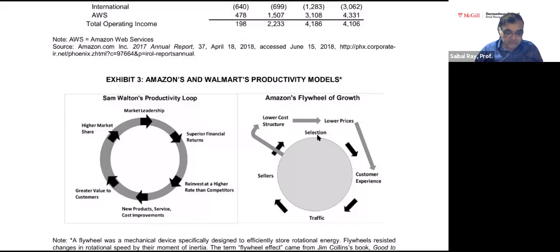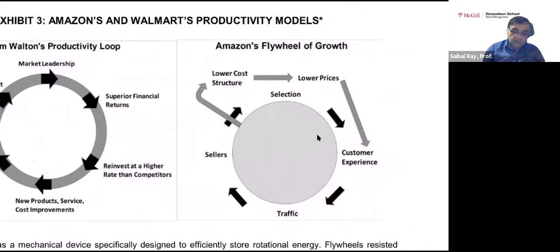If you see here, one of the most important things is selection, that is, how many different products Amazon has, because for Jeff Bezos, selection is more important. The more the selection, the better the customer experience. The customers will get what they want. If the customers get what they want, it will attract even more customers, more traffic. If there is traffic, it will attract more sellers.